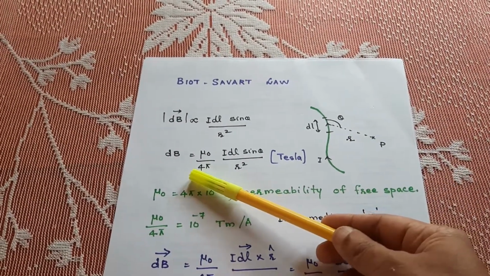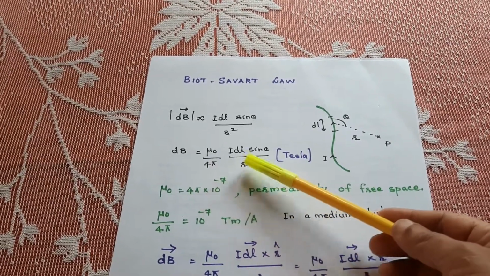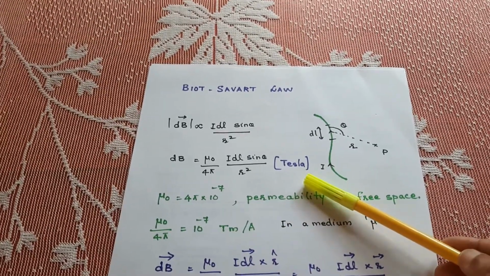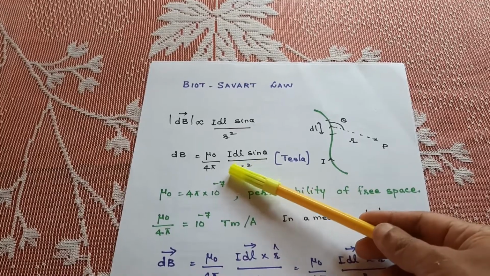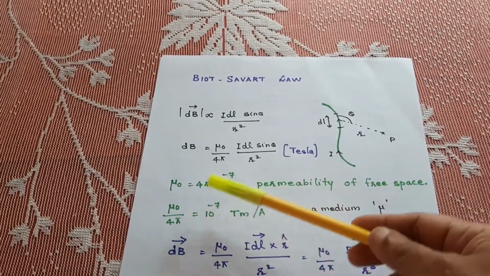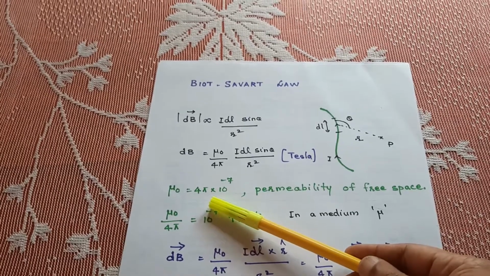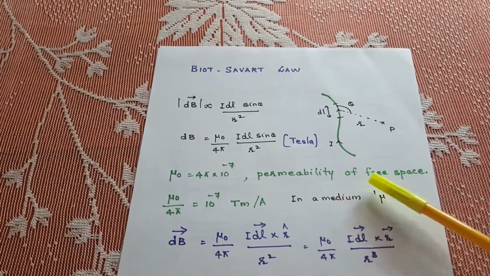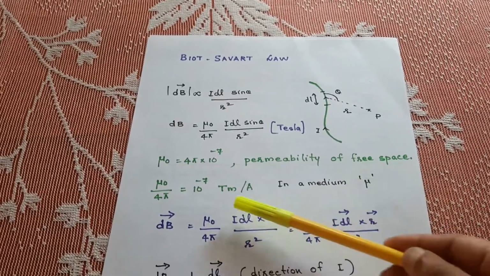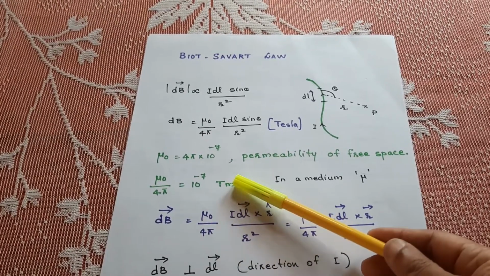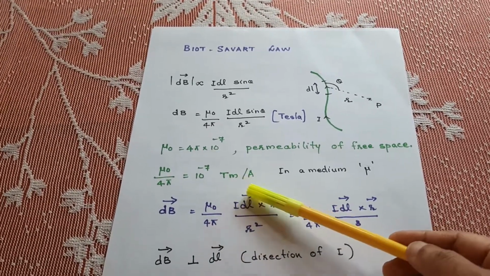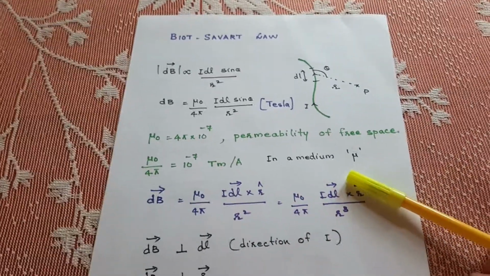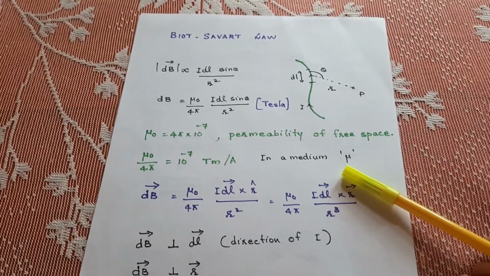Or dB is equal to mu 0 by 4 pi I dl sine theta by r square, and the unit of field is Tesla. Mu 0 by 4 pi is the constant of proportionality, in which the mu 0 is 4 pi into 10 raised to minus 7, known as permeability of free space. Therefore, mu 0 by 4 pi is equal to 10 raised to minus 7 Tesla meter per ampere. In a medium, the mu 0 is replaced by mu, the permeability of that medium.